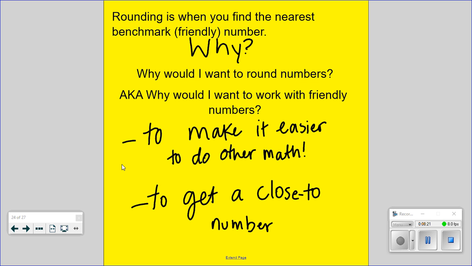Rounding should be your favorite math. Why? Because the whole point of it is to make it easy. I like easy math. I like hard math too. But if I have to pick between easy math or hard math, probably gonna pick some easy ones. I like hard math.